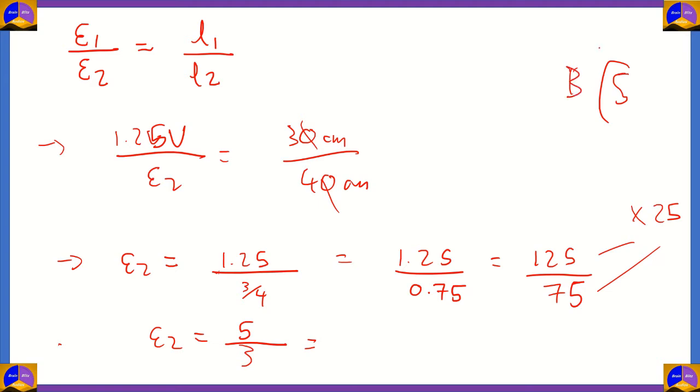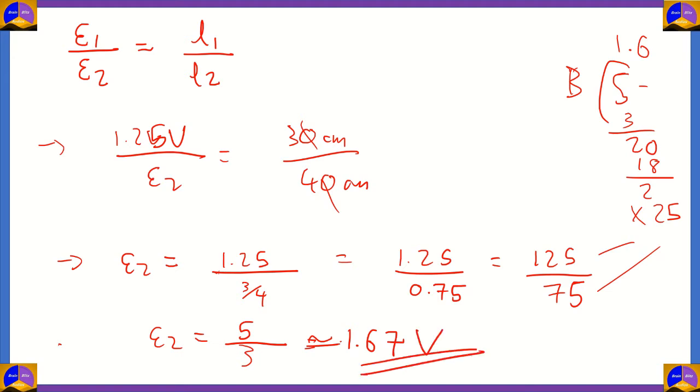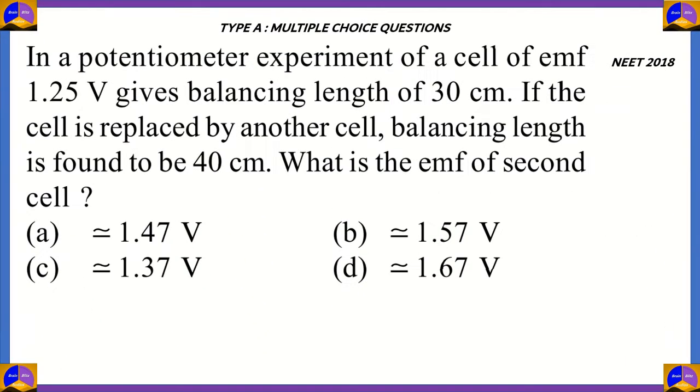So when you divide 5 by 3, there's 1, minus 3, so that gives you 2. And then there's a point, and then there's a 0, so that is 20. So 3 goes into 20 six times, and if you subtract 18 from it, you'll get 2 again. So it becomes 1.66666, and the decimals go on. So the approximate value of the EMF here is equal to 1.67 volts. So the value of EMF E2, which has a balancing length of 40 centimeters, is equal to 1.67 volts. And among the options, it is clear that option D is the correct answer for this question asked in 2018.